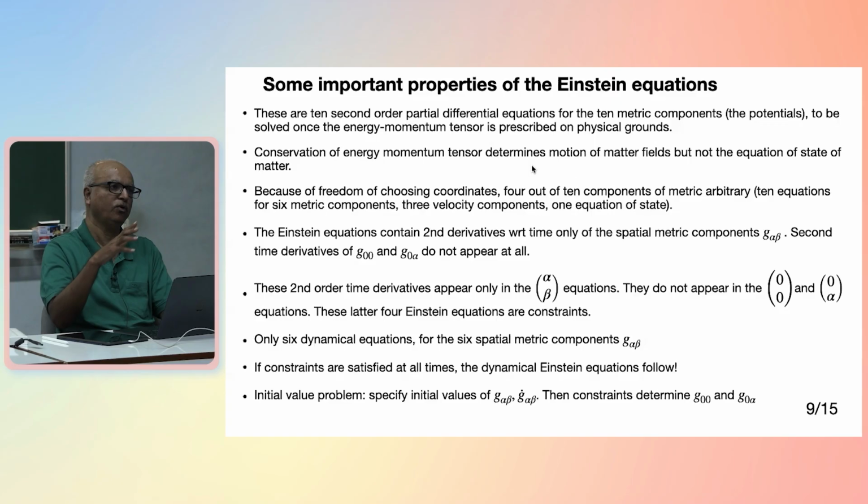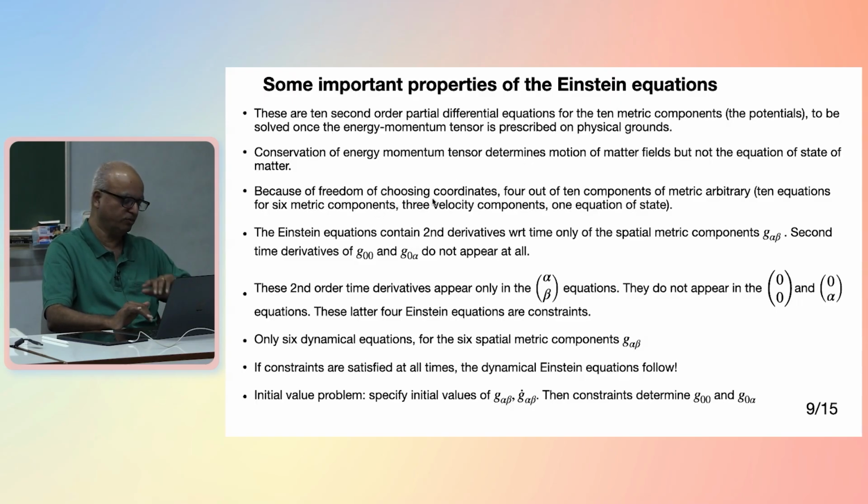So if you have a fluid which has a pressure and it has an energy density, there is a relation between pressure and energy. P equals k rho, for example. That's the equation of state. The equation of state will not come out of Einstein equations, obviously. But once you give the equation of state, the nature of the motion will be determined as a consequence of the covariant divergence of the energy momentum tensor.